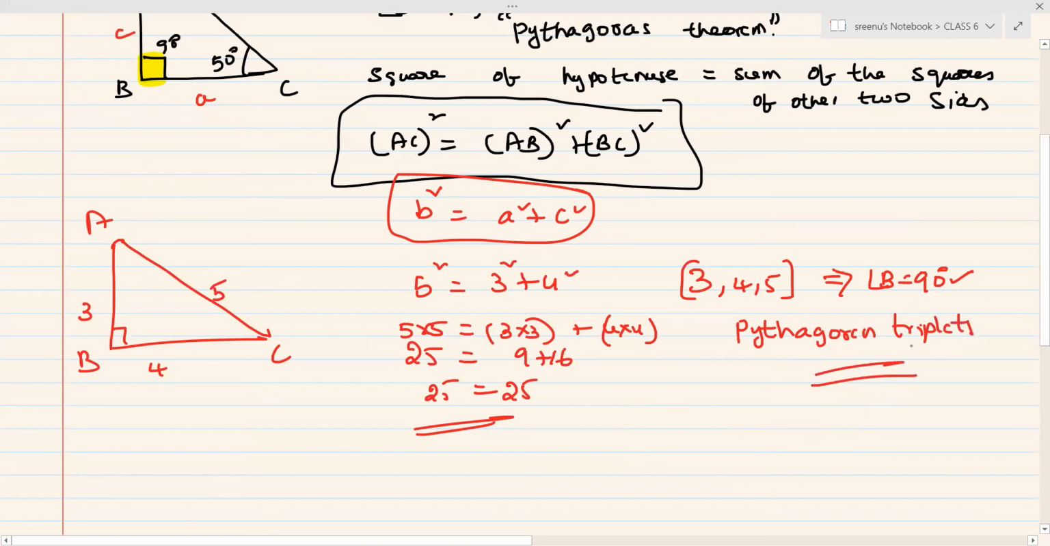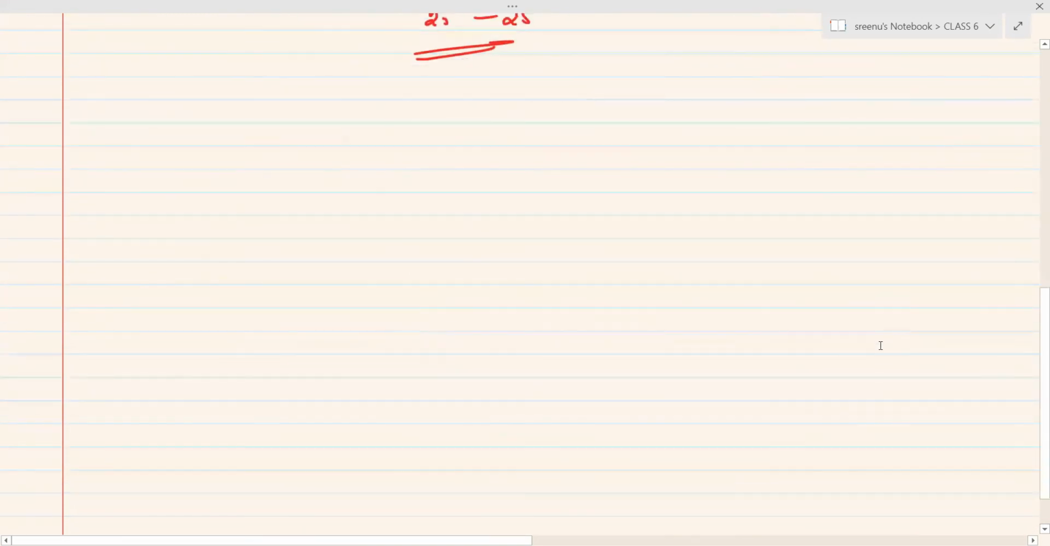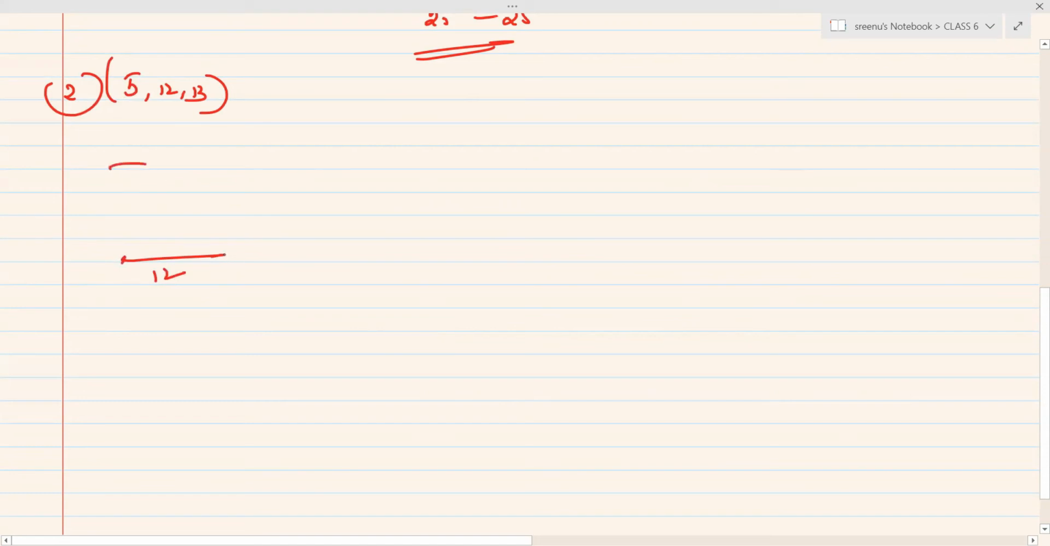Right, Pythagorean triplets. Some more examples you will see. I'll go with 5, 12 and 13. If I take the measurements, 12 as base, 5 centimeters here and 13 centimeters here, exactly I will get 90 degrees, right? Exactly I will get 90 degrees.